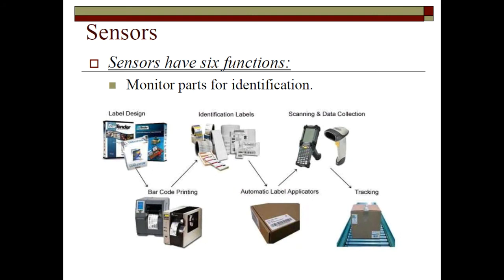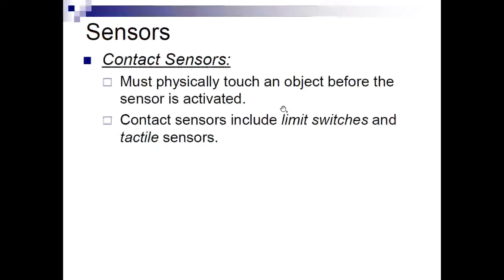All right, so given that, those are the 6 sensor functions there. Okay, so we're going to talk here about 2 types of sensors, the contact or non-contact type. Contact means that you physically have to touch the sensor. So whatever object it is that you want to sense, that object actually has to come in contact with your sensor.